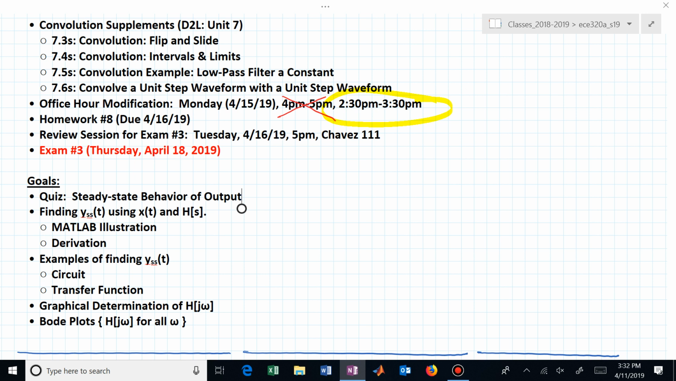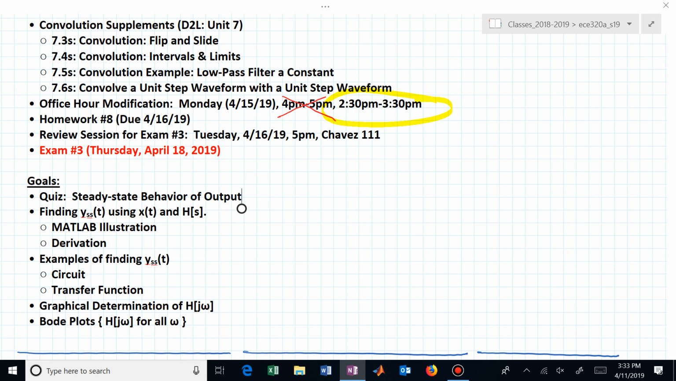And we'll derive the strategy for applying these concepts in a sinusoidal steady state fashion. You won't have to rederive that on an exam, but I'm hoping it gives you a feel for where in the world this expression comes from. And if we have time, we'll look at some examples of finding that sinusoidal steady state in a circuit and in a transfer function.